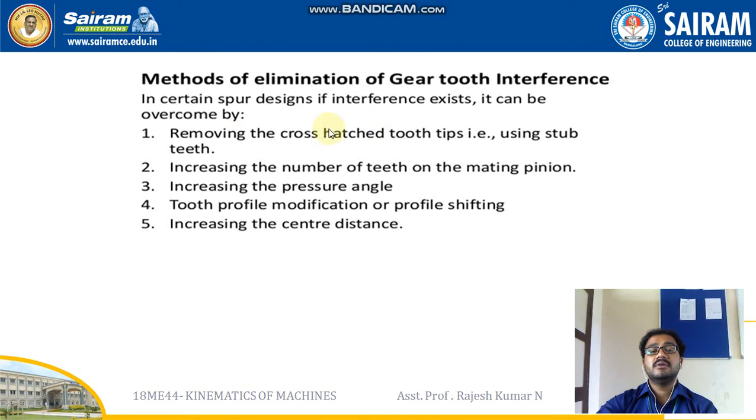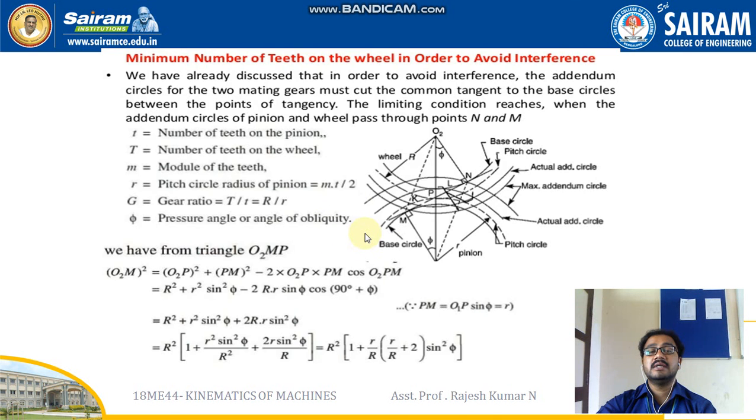We also have some discussion on the methods which will eliminate gear tooth interference. Particularly for gears, if interference exists, it can be overcome by some methodologies. First, by removing the cross-hatched tooth portion, that is, using stub teeth. We already discussed the different types of teeth, and among those we will be using stub teeth. Then increasing the number of teeth on the mating pinion, then increasing the pressure angle, then tooth profile modification or profile shifting, and finally increasing the center distance.